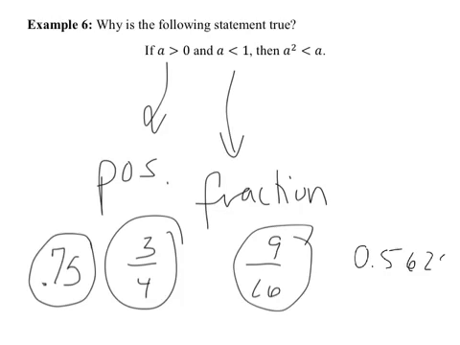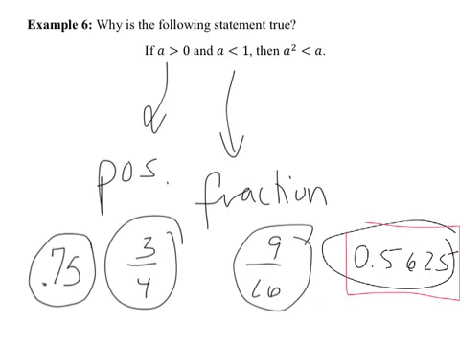So what we can see clearly is that when you square a fraction that is positive, the number actually gets smaller. Again, this number here is smaller than this number here.